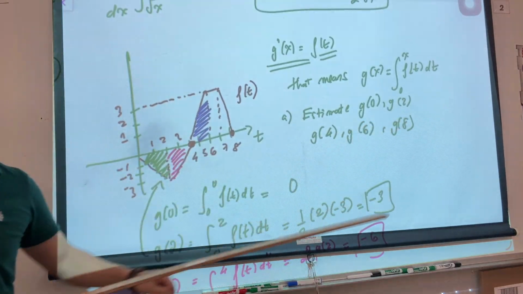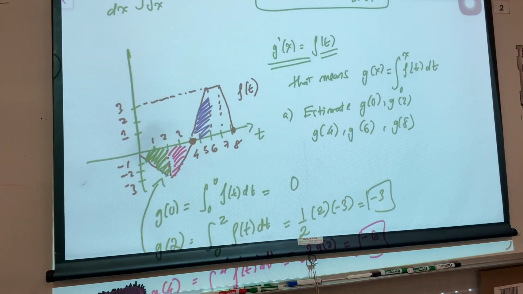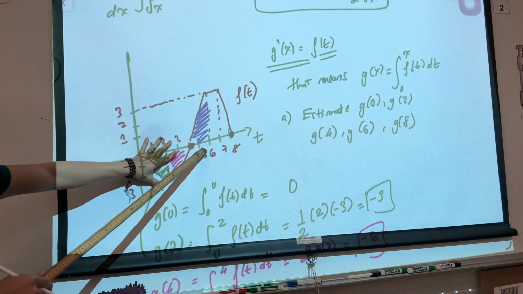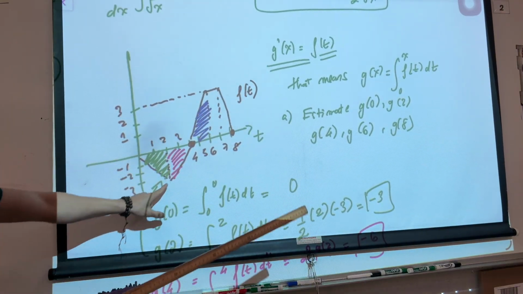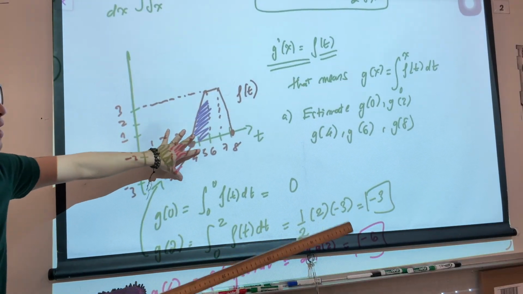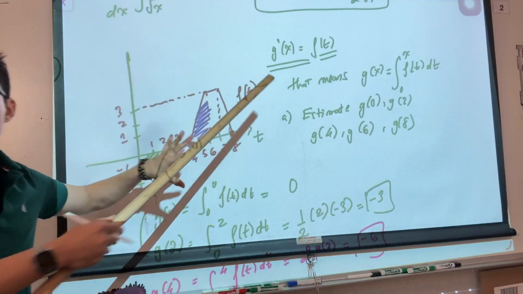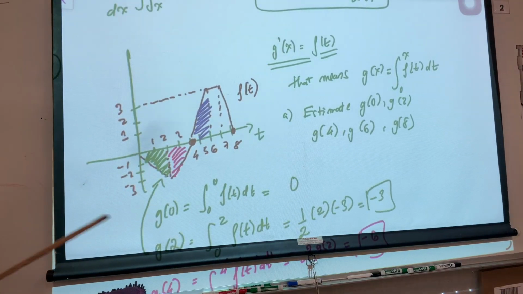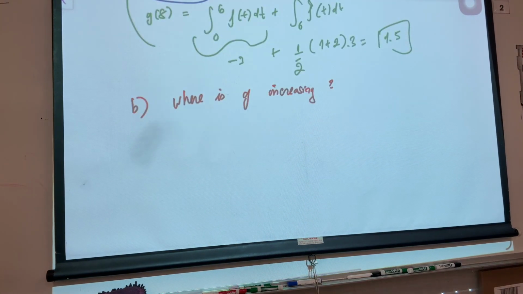If this was the graph of g itself, it would have been 2 to 6, when it's increasing. But this is not. This is the function of the derivative of g, which means the function of the slope. So then it's going to be from 4 to 8. Alright, good. Let's try another one.